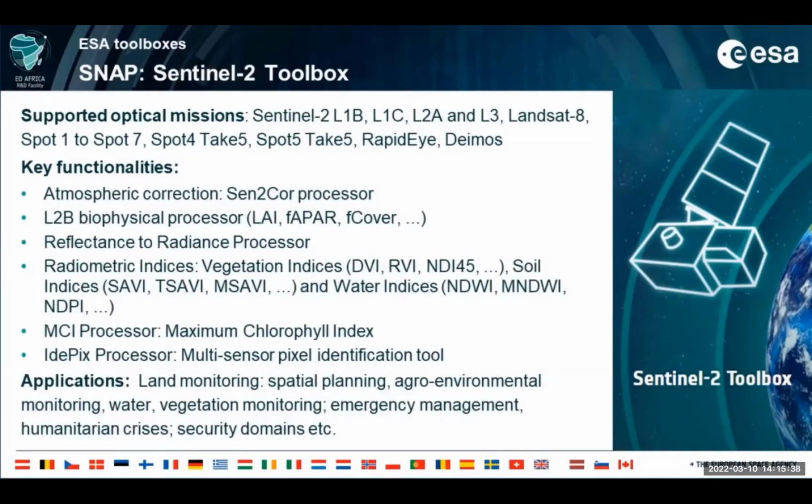The Sentinel-2 toolbox consists of a rich set of visualization, analysis, and processing tools for the exploitation of optical high-resolution products, including Sentinel-2 MSI sensor. As a multi-mission remote sensing toolbox, it also provides support for third-party data from RapidEye, Spot, MODIS, Landsat, and others. Among different functions, it contains also atmospheric correction processor, Sen2Cor, L2B biophysical processor, reflectance to radiance processor, and allows also to calculate vegetation, soil, and water radiometric indices, as well as perform pan-sharpening and segmentation operations.